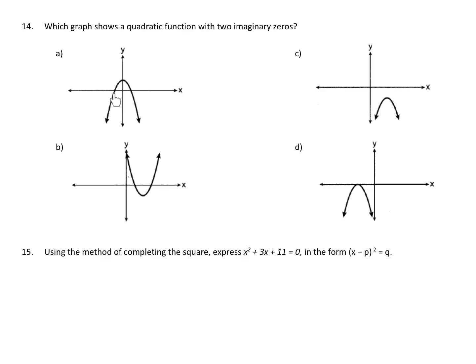So right here, letter A has 2 real roots. Letter B also has 2 real roots. Letter D has only 1 real root. Now, letter C is the only one that does not intersect the x-axis. So letter C is the one that has 2 imaginary roots. Imaginary roots do not intersect the x-axis. So letter C is the answer.